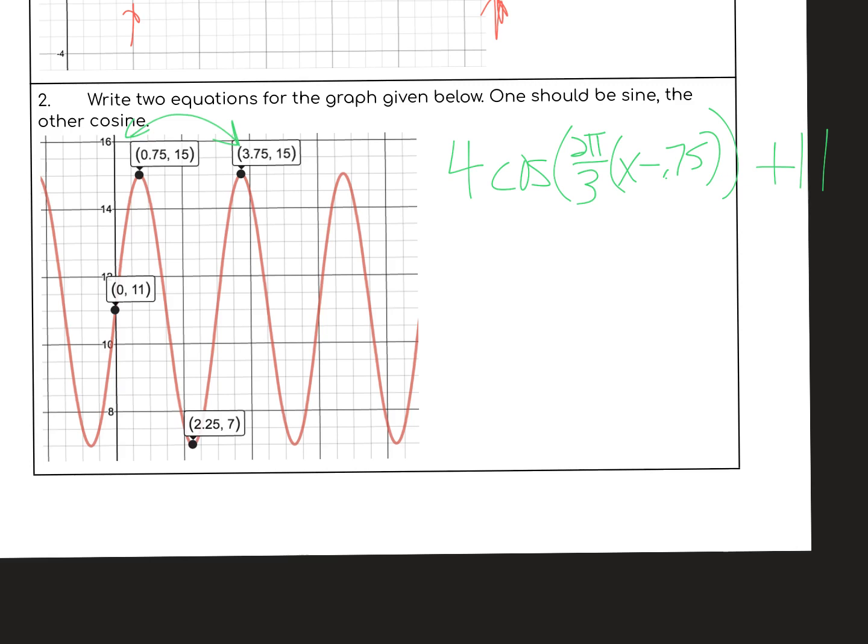The sine is like the exact same thing. Sine, that's going to stay the same. I'm going to say plus 11 and the 4, and that stays the same. But let's suppose I just start here. So that means I end here. Oh, so I don't have any shift. So I just put an x there. Did it.